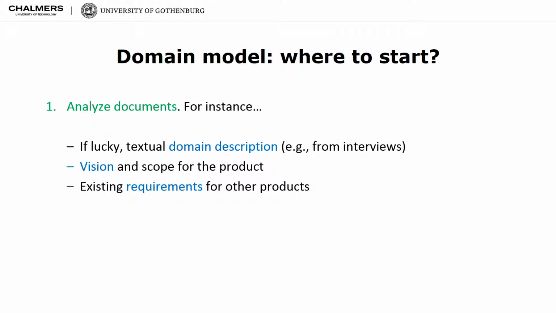business domain. Sometimes, for business reasons, you might have a vision and scope document for the system that you have to build. Or it might be that there are already documents around about the requirements of existing other products. If you don't have access to any of this documentation, of course, you're out of luck and you have to conduct interviews with the stakeholders in order to gather the necessary domain knowledge before you start building the model.